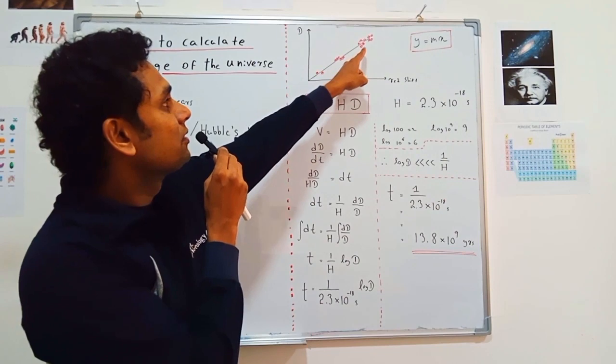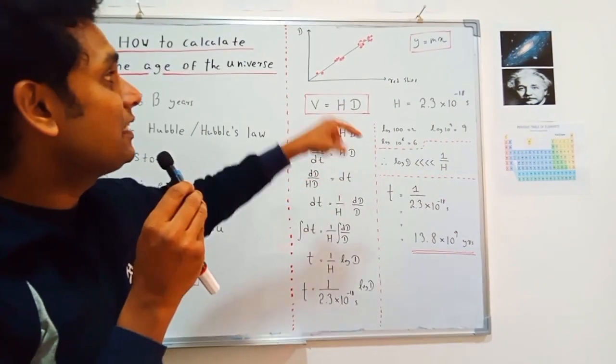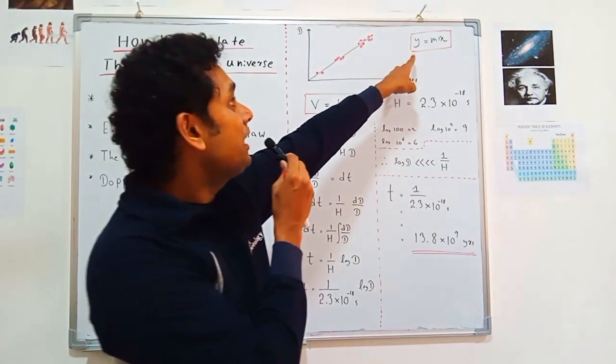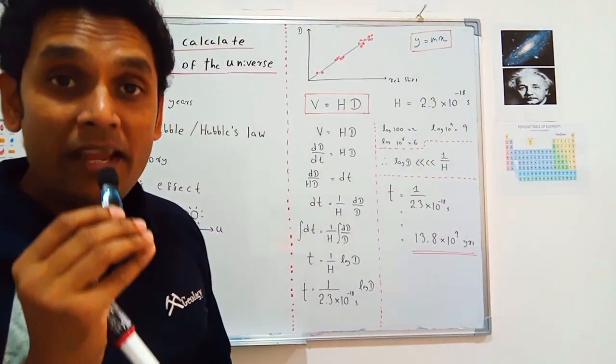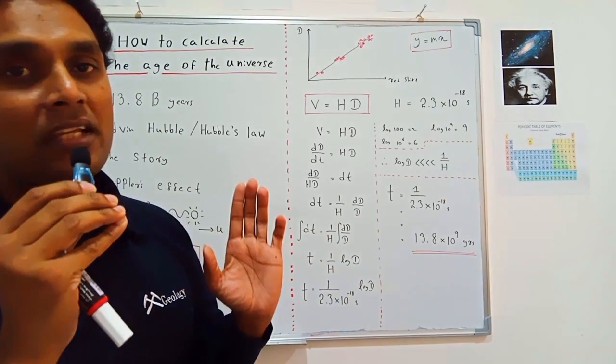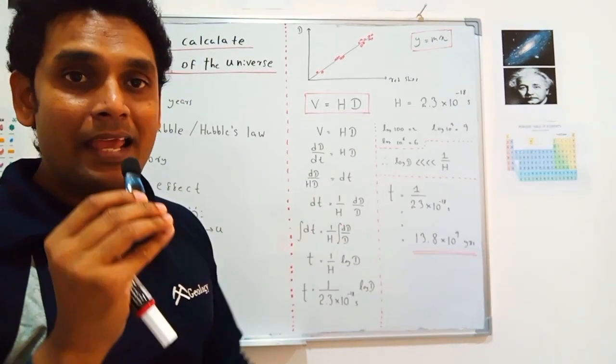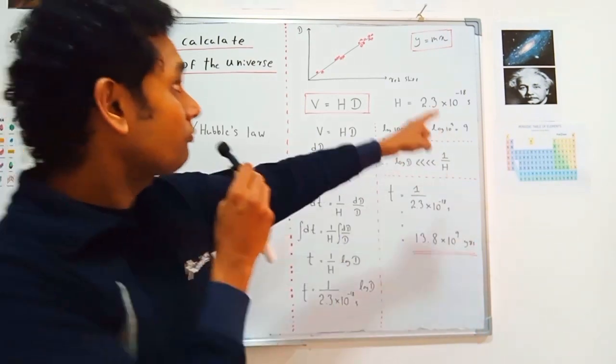And he saw that this graph is of the type y equals mx, a straight line graph of the y equals mx type.